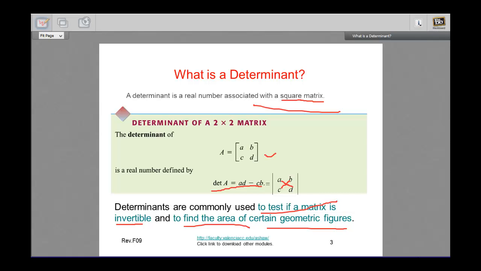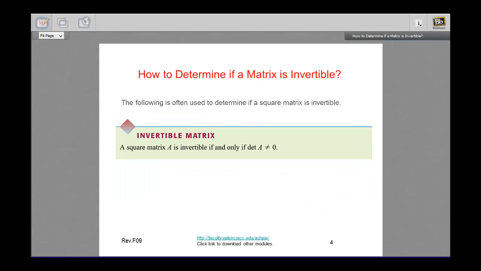Invertible, as I told you in the last lecture, the condition to find the inverse of the matrix is that the determinant of A must not be equal to 0. If this condition is valid, then we can find the inverse. If this condition is not valid, then we cannot find the inverse of the matrix. So this is the definition of the determinant.